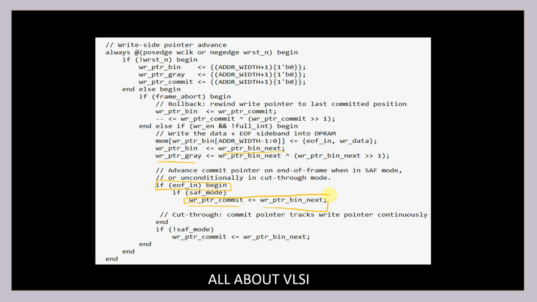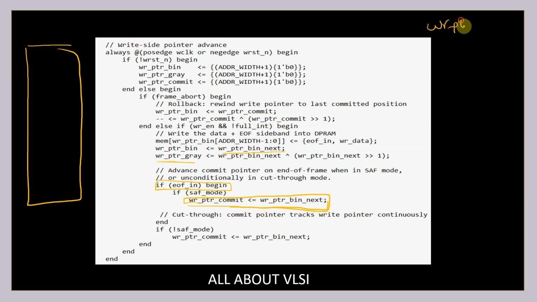Whatever the current value of my write pointer is, that will be given to this write pointer commit. For example, this write pointer commit will be 0 only. This write pointer commit will be initially 0 only, right? And my write pointer will be incrementing whenever write enable is equal to 1 and full is equal to 0. It will be incrementing, and let's say it has reached the end of the frame.